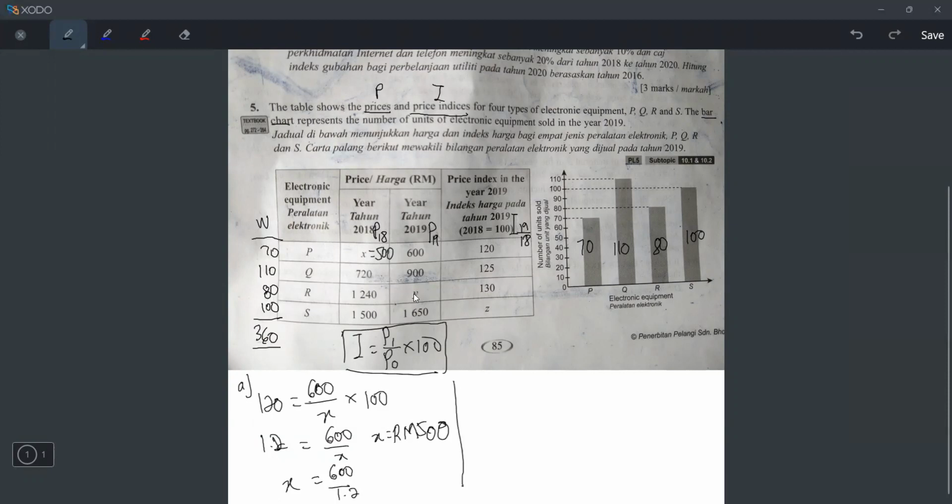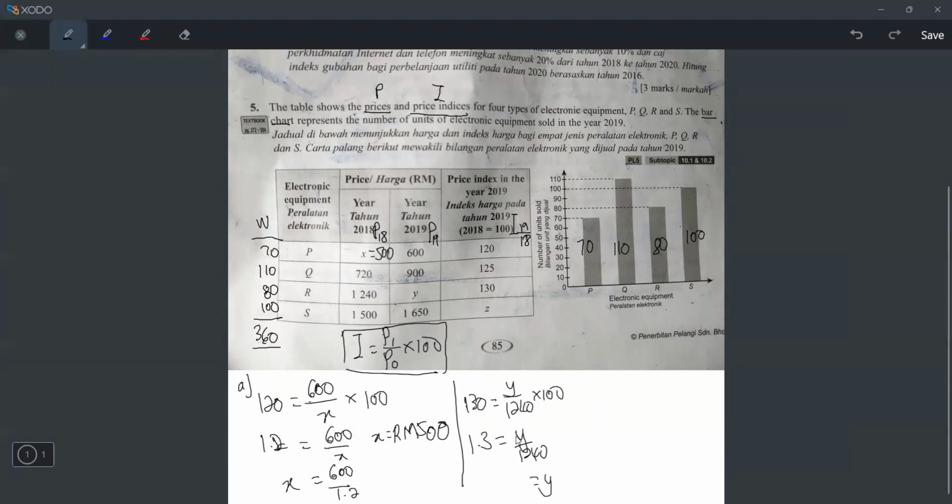Okay, next, how to find Y? If I want to find Y, I use the same formula. Substitute I, P1, P0, and I get the answer. So I will substitute 130 for I, and P1 is Y. For P0, I will substitute 1240, times 100. Y over 1240 times 100 becomes divide by 100, so it becomes 1.3. So Y equals 1.3 times 1240.